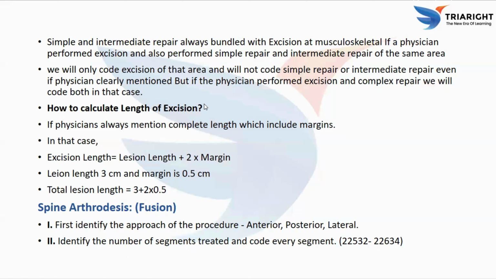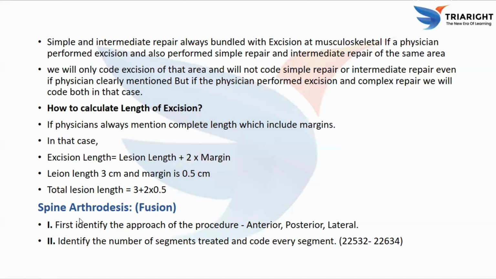So part 2, how to calculate the length of the excision. What length do we code? The total excised diameter, which includes the margins. The formula is excision length equals lesion length plus 2 times the margin. For example, lesion length is 3 centimeters and margin length is 0.5 centimeter on each side. Calculate 3 plus 2 times 0.5, and the total excised length is 4 centimeters. Margins are added only if the physician documents them. If the physician documents the total excised size, you have to use that directly. Do not guess the margins.